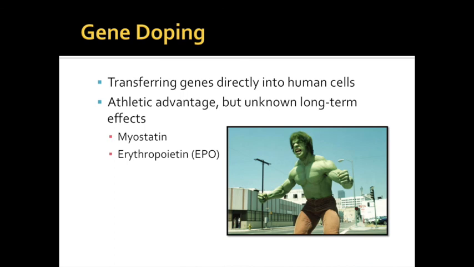So there's a protein in our body called myostatin, and myostatin is responsible for inhibiting muscle differentiation and growth. So by removing the myostatin gene or otherwise limiting its expression, this leads to an increase in muscle size and power. As you can imagine, this would give an athlete an unnatural advantage.